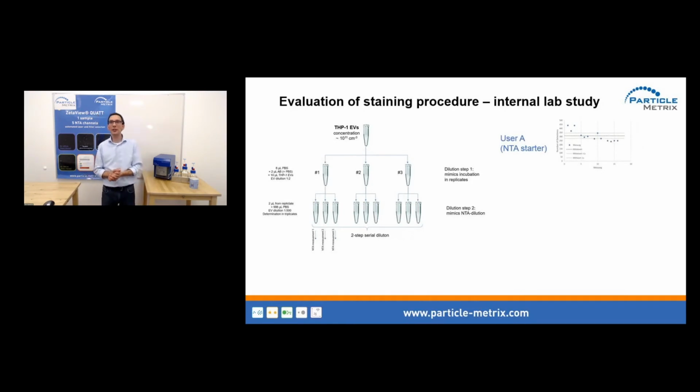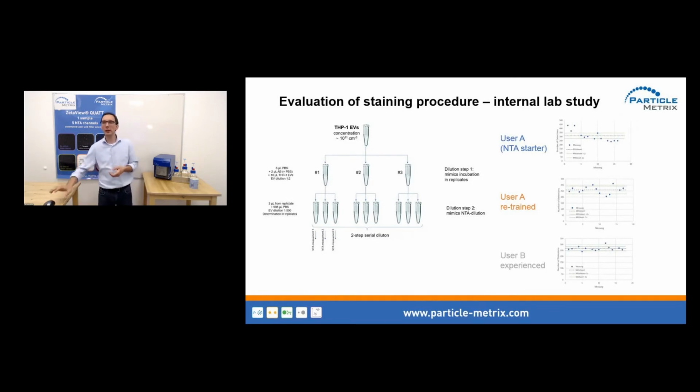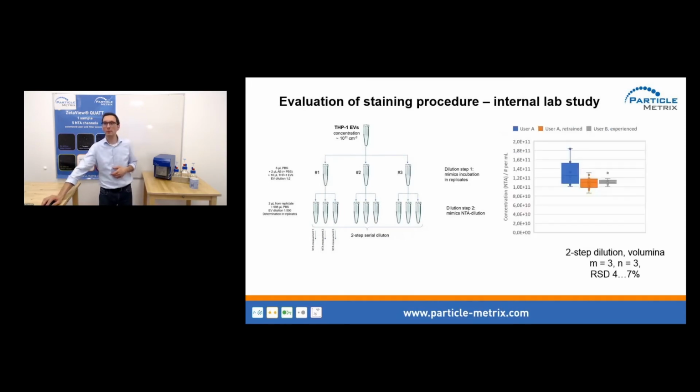So perhaps the data shows a trend or is scattering. Then after retraining, it's much better. And in comparison, that's user beats experienced users. So the standard deviation, the precision is really there, and this is a nice thing. So CW can really help in the evaluation of such a pipetting scheme.